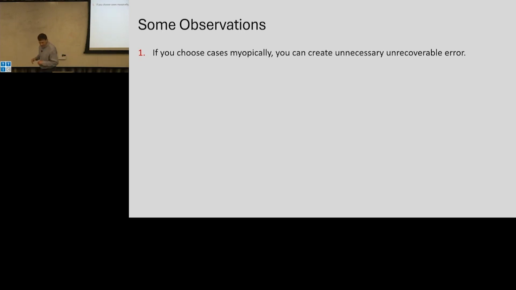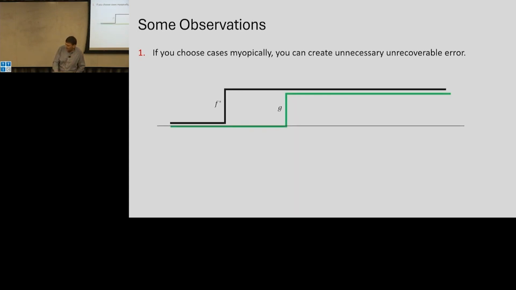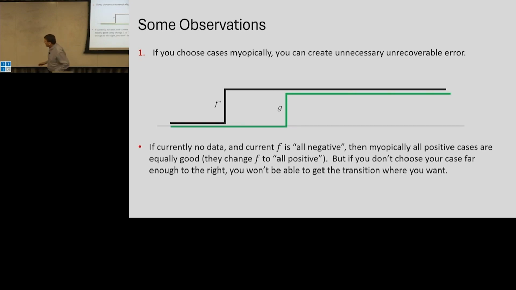Well, let's see. If you choose cases myopically, you could create unnecessary, unrecoverable error. So here's an F star, here's a G. Currently there's no data. Let's imagine the current F is all negative if there's no data. Myopically, all the positive cases are equally good. They will change F from everything's negative to everything's positive. But if you don't choose your case far enough to the right, you won't be able to get the transition where you want it. You need to choose far enough to the right so you can get that G transition halfway between.